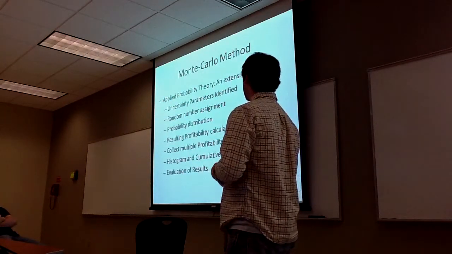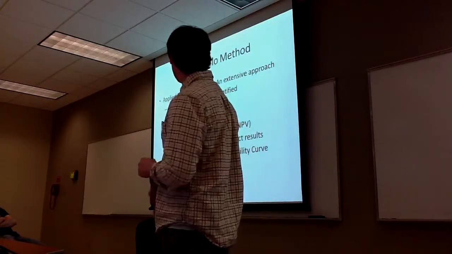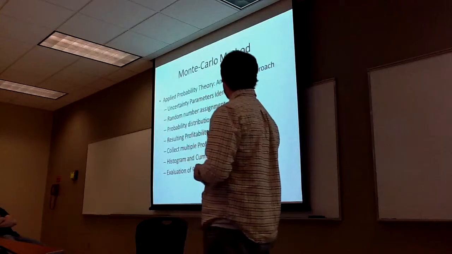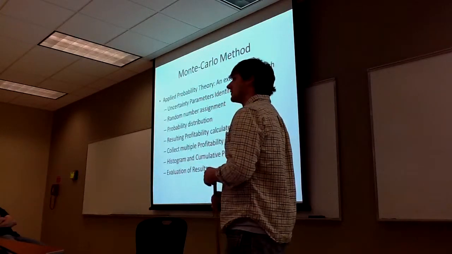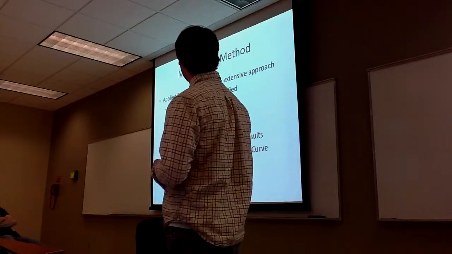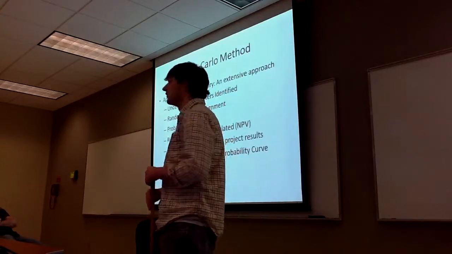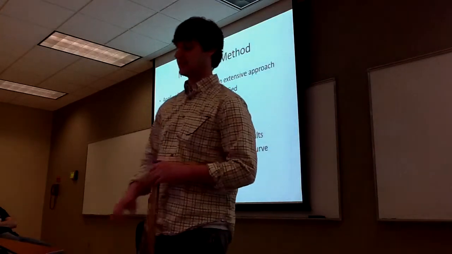And then after that, you're going to take the resulting probability, the criterion. Here I chose net present value. And next, you're going to collect the multiple probability projects of each value. And then from this, you can form a histogram and a cumulative probability curve. And then you can look at that and evaluate the results and make a decision as needed.